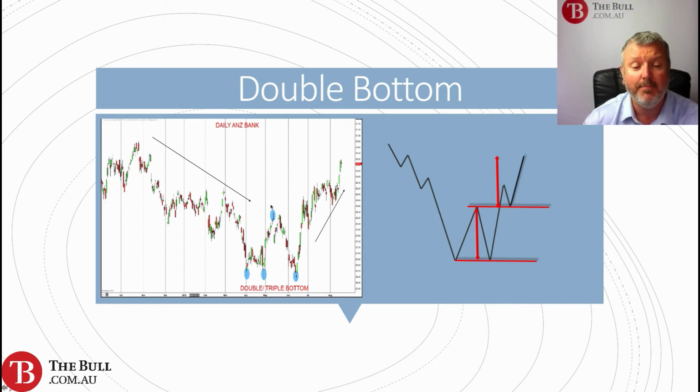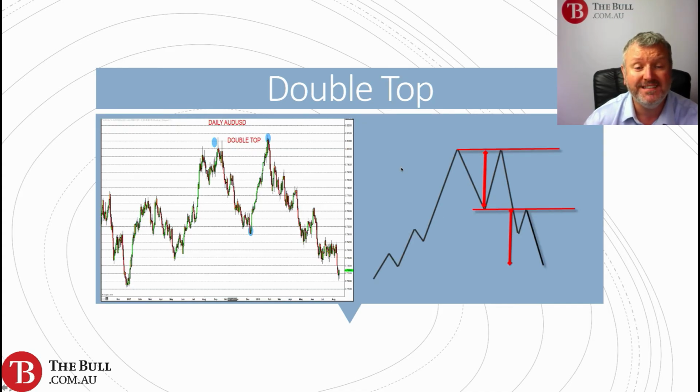And then when the market breaks above this peak here, the market on the ANZ Bank daily chart has created a triple bottom. And then we see a price objective, which will be the distance between here and here, projected up from this point here for the new uptrend. A double top is similar.